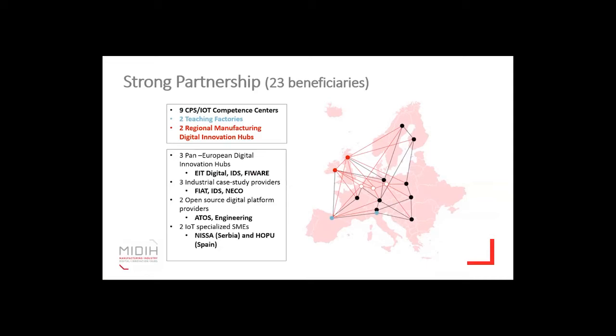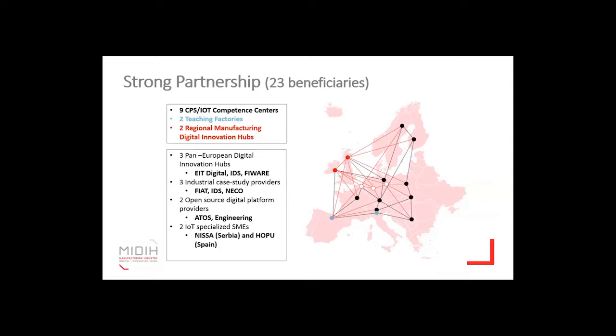We also have 2 teaching factories, which are our experimental facilities where we test and experiment with newborn technologies before bringing them to production. And then we have 2 regional manufacturing digital innovation hubs, which have been selected by phase 1 and phase 2 of I4MS.